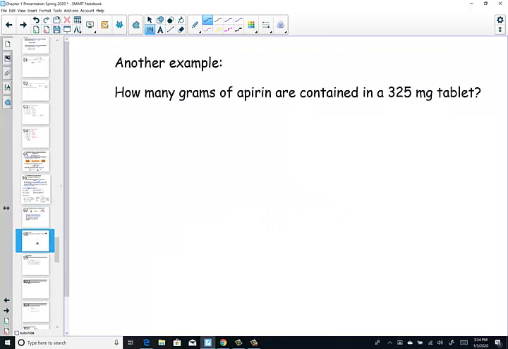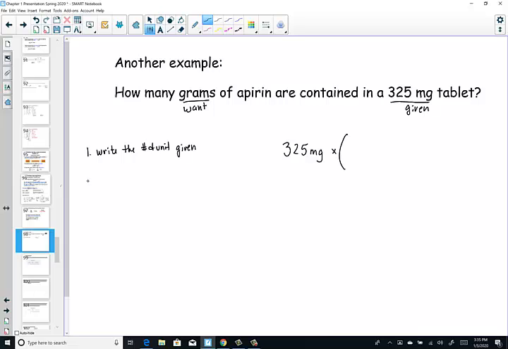How many grams of aspirin are contained in 325 milligrams of a tablet? The number and unit given is 325 milligrams. The unit that we want is the gram. So step 1, write the number and unit that's given. So that means I'm going to start my problem by writing 325 milligrams.